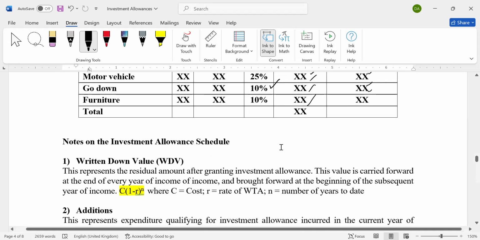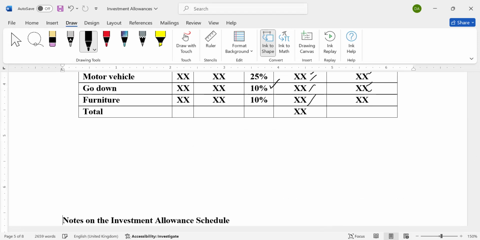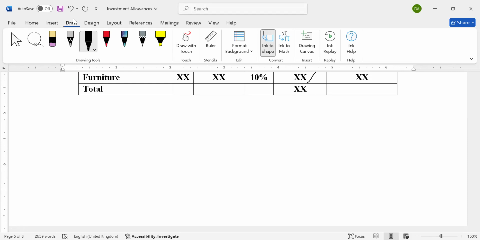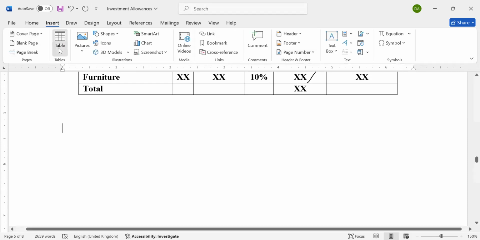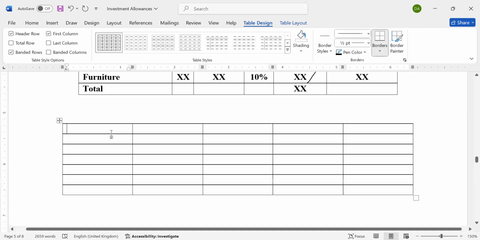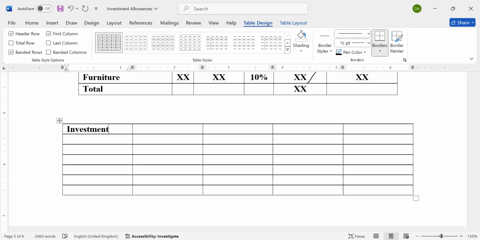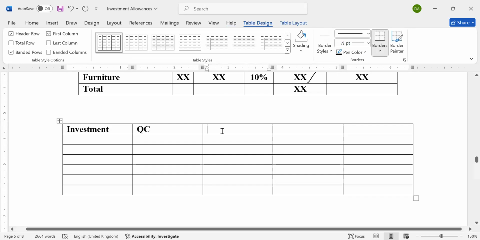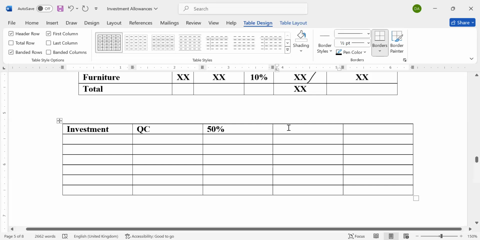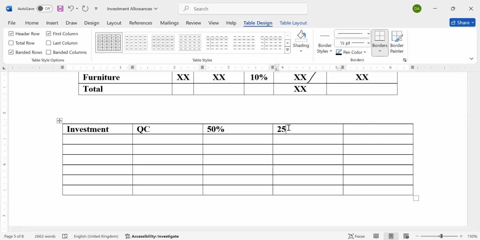Then I can give you also an alternative, which is the shortest route. That shorter route, for those who can understand it easily, is short to really be able to do everything together. And that shorter route is this way. You have a column here called the investment, and then a column called qualifying cost, followed by a column called investment allowance, or you can say 50%. That is 50% the first year of use. Then we have 25%, and then we have also 10%.